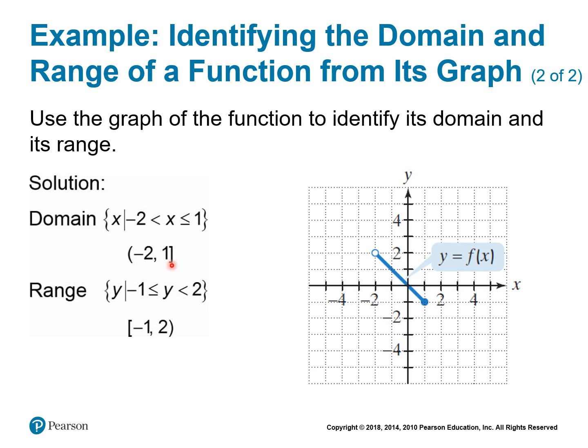Whereas next to 1, we have a square bracket because we have a solid circle, which means that 1 is included in the set of domain values.